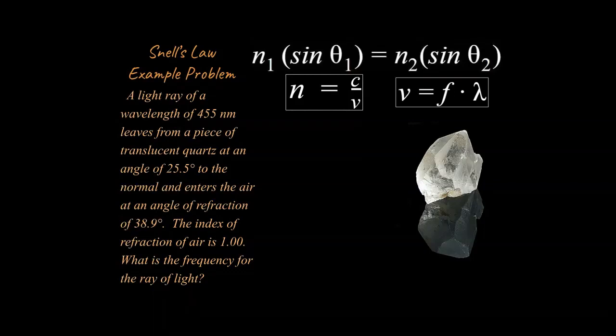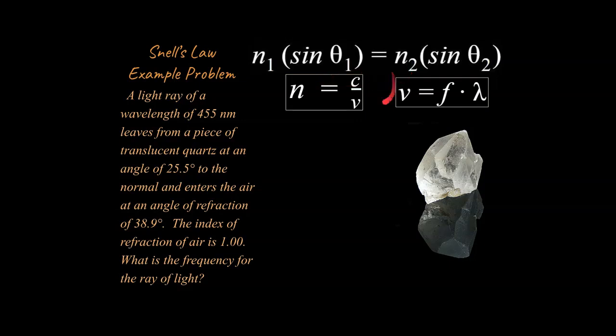Okay, and so let's take a look at another problem. This one I've created, and it says a light ray of a wavelength of 455 nanometers leaves from a piece of translucent quartz, like this over here, at an angle of 25.5 degrees to the normal and enters the air at an angle of refraction of 38.9 degrees. The index of refraction of the air is 1.00. What is the frequency for the ray of light?